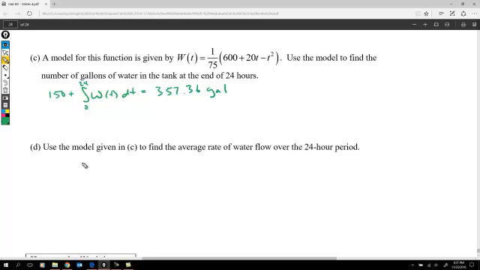All right, and then lastly, they want me to find the average. And so again, we just do that 1 over b minus a thing. So I have 1 over 24 minus 0 times the integral from 0 to 24, again, of my rate of water flow. And so I end up getting 8.64 gallons per hour. So this is the average amount of water flow that I have per hour. Okay, that's what I just found.